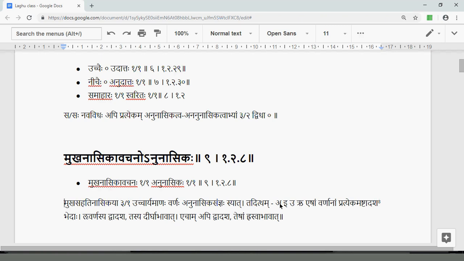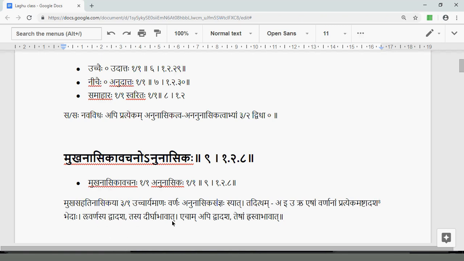Tadeesham, a, i, u, ru, esham varnanam. Of the first four vowels, a, i, u and ru, there are pratyekam ashtadasha bhedaha, 18 bhedas which we saw. So a, i, u each will have hraswa, dirgha, pluta, thereby they will become 9. Each of them will have udatta, anudatta and swarita, those swara bhedas will make it 9. So i will also be 9, u will be 9. Further they will be anunasika and ananunasika, nasalized, non-nasalized, and thereby each of them will be 18.